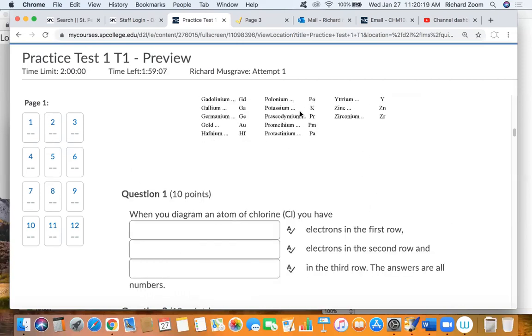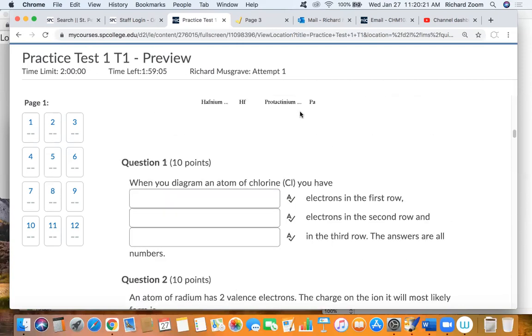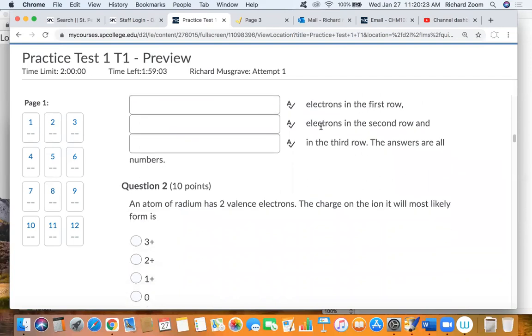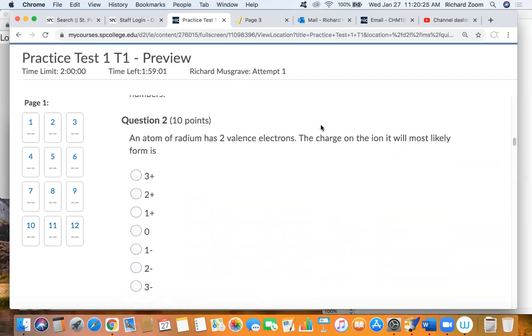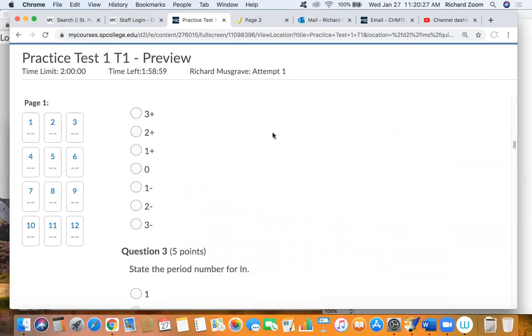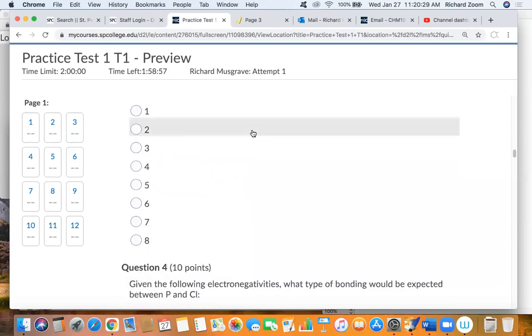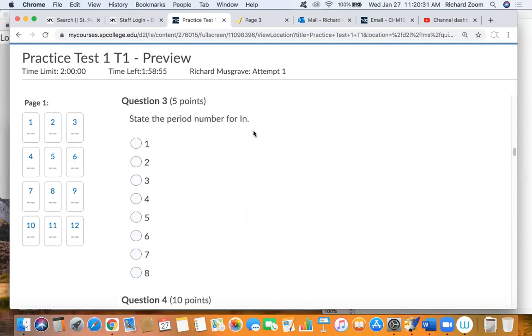All right, so if we look at the questions here, question 1 was the diagramming of electrons, so that's not going to change. Question 2 will be an ion question. That's not going to change. Now, question 3 was from a range of different things. You can see this one's about the period number, but it could be about the group number or valence electrons or where it is in the periodic table, that kind of thing.